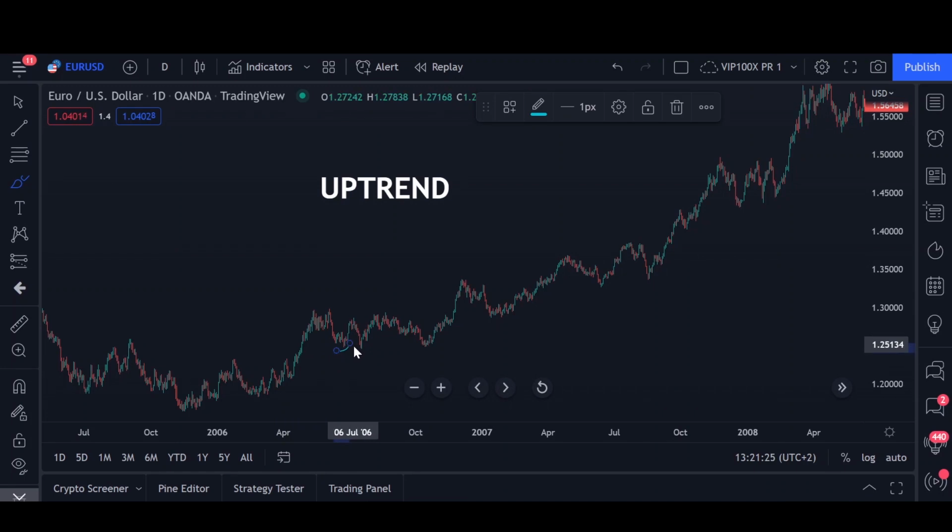Here we have a low, another low, another high, a group of highs, a high, a low, another low, and another low, and more highs.